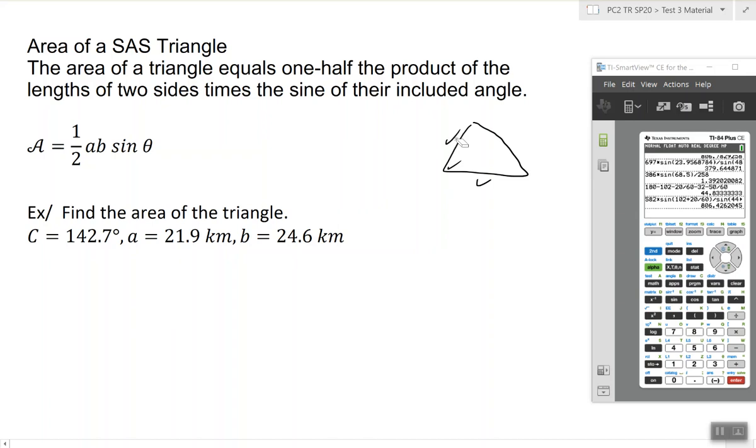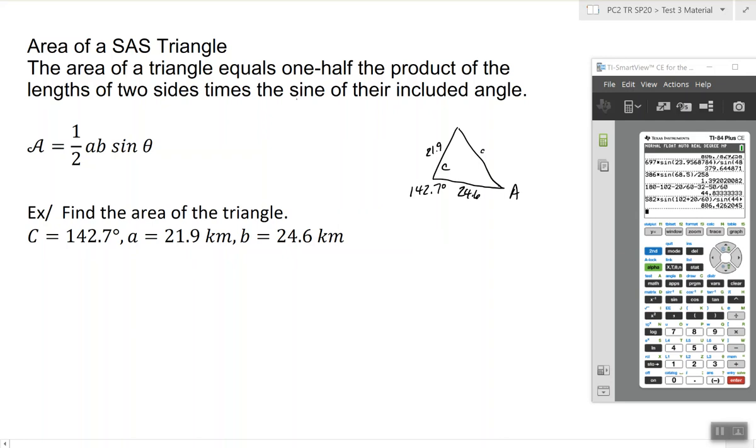And let's go ahead and just write this out over here so we kind of have oriented to everything. Big C is 142.7 degrees. This would be little c. This would be, we'll call this big A. So this is little a at 21.9. This would be big B. So little b is 24.6. And there we go. We see the side angle side triangle.